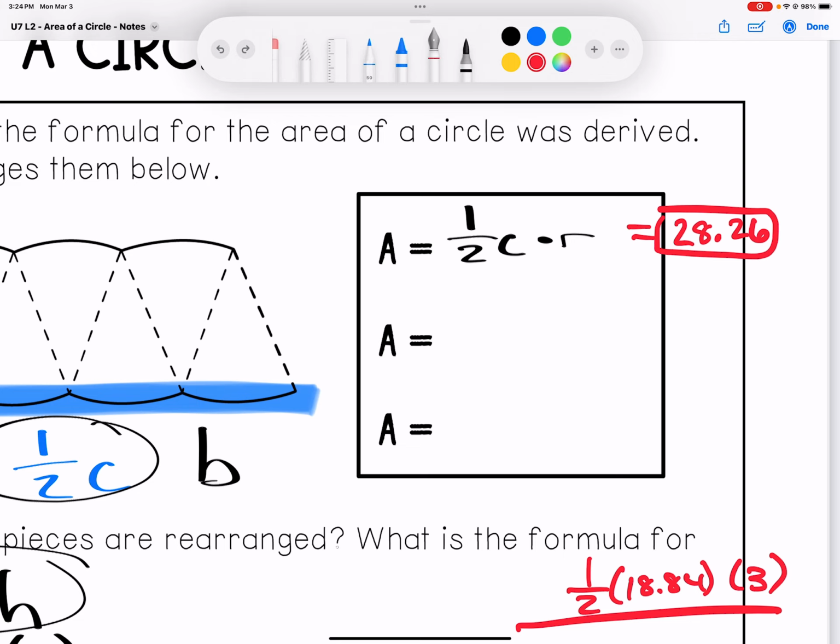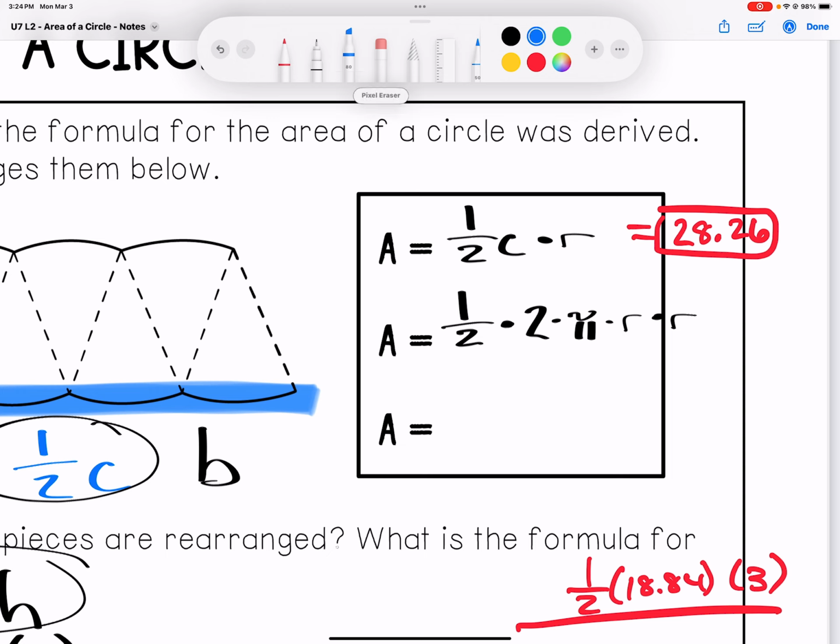Another way to write it is 1/2 times 2 times pi times r times r. Why is all that there? Because let's follow along. There are 2 r's. Why? Because 2 r's make 1 diameter. Okay.